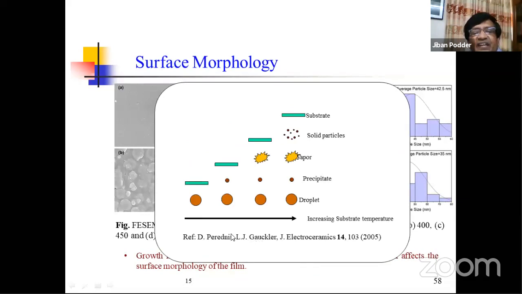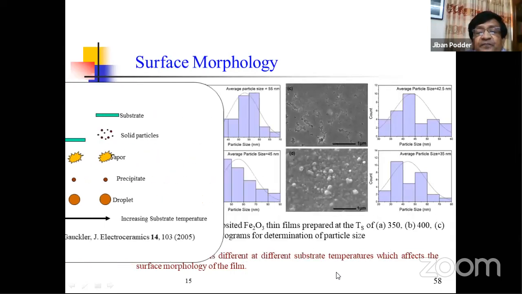So here, with increasing substrate temperature, what forms is from droplet to precipitate, precipitate to vapor form, vapor to solid particle, and ultimately good adhesion on the substrate. So there is always an influence of temperature on the substrate. If we increase the temperature, definitely we will find some droplets and a more compact, more strongly bound formation, and we can produce good films just by changing the temperature.